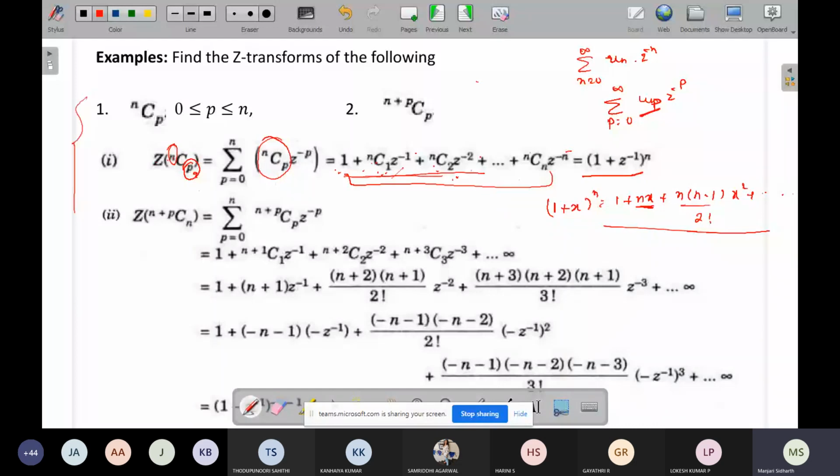These two types are not that important. I will upload the slide and you can go through it. Not important. Okay, so I'll upload this material and you can go through it. You just need to remember the binomial expansion and how you can open this combination function.